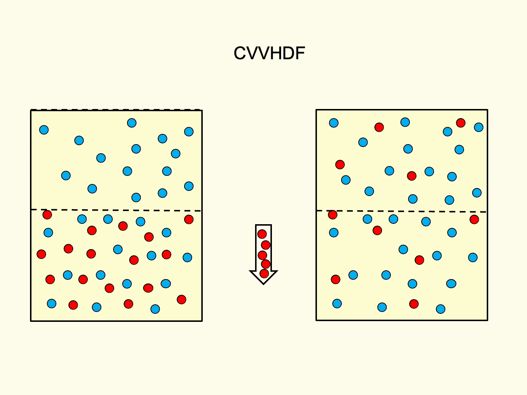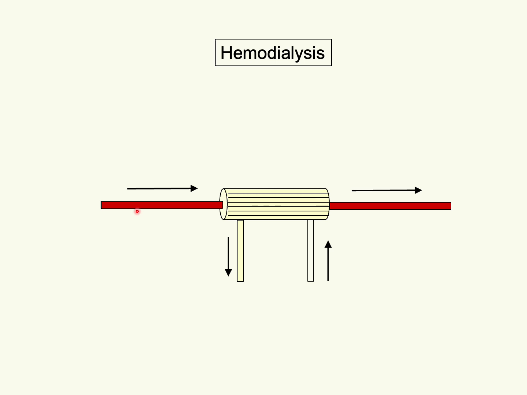Now, let's look at a diagram and an actual photo of the setup for each of these 3 procedures. In hemodialysis, the patient's blood flows through the capillaries of the hollow fiber dialyzer in this direction.